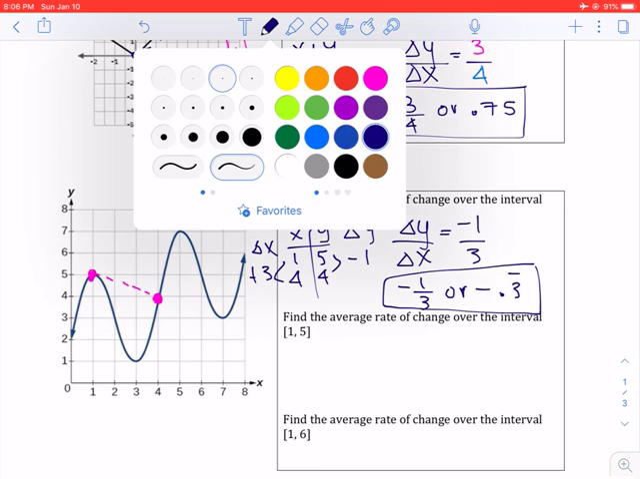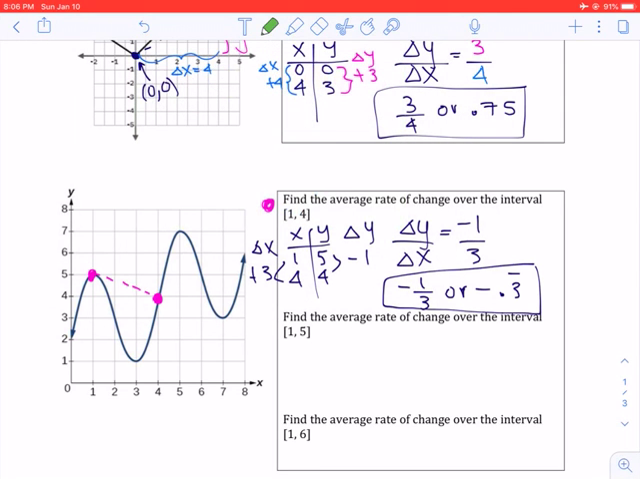Our next interval, new color. So we're kind of starting over. We're ignoring what we did above, basically. Find the average rate of change over the interval from 1 to 5. So that's the closed interval, x interval, from where x is equal to 1 to x is equal to 5.